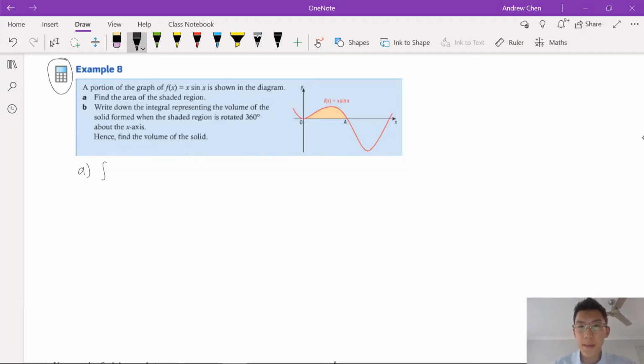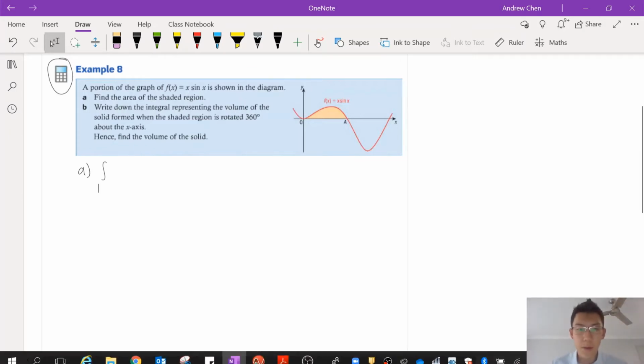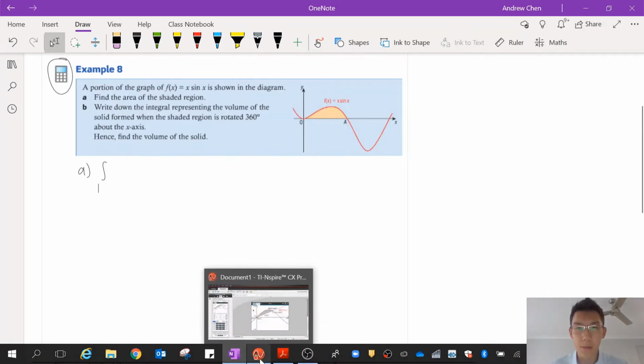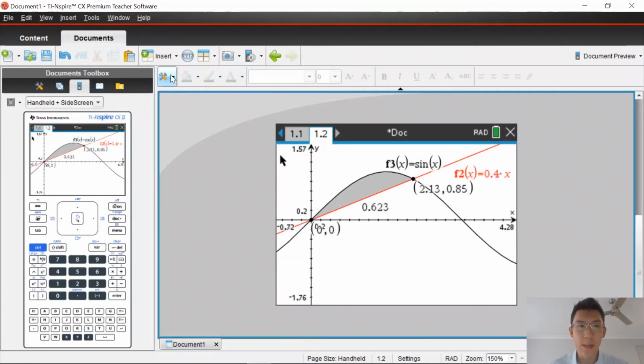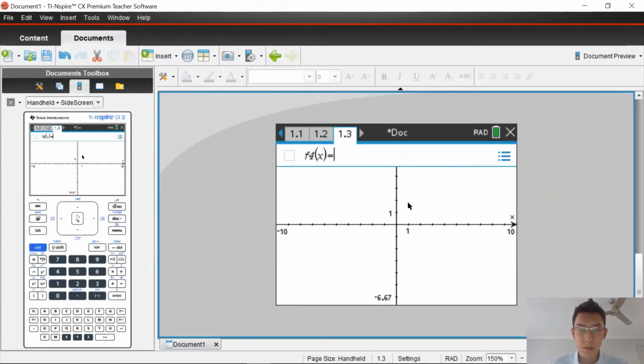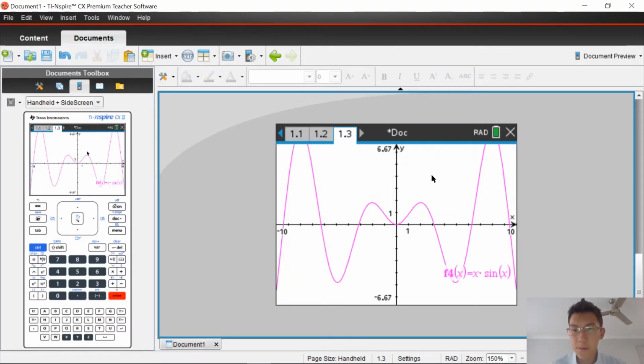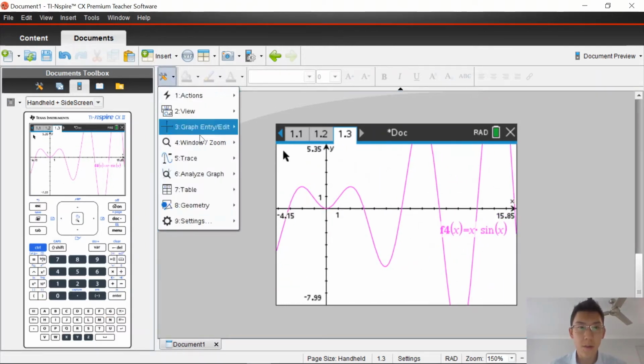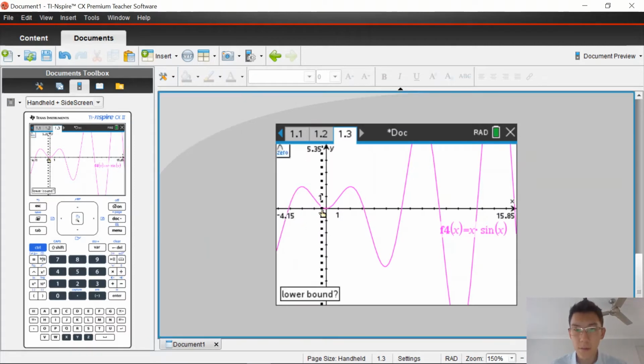So rather than just getting a single answer from the calculator, you should set up your integral every time, even if you can use a calculator. So I want the area from, well, let's use the calculator to help us find the boundaries first. So we need to do that. So x times sine x. So here we go. Analyze graph.